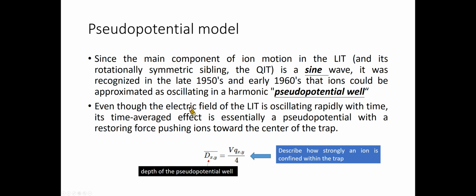The pseudopotential model is a theoretical model used to describe the behavior of ions in an ion trap mass spectrometer. The model is based on the concept of a pseudopotential, which is a mathematical representation of the effective potential experienced by an ion in a trap. The pseudopotential is a function of the position of the ion within the trap and is determined by the strength and distribution of the radio frequency electric field used to confine the ions.